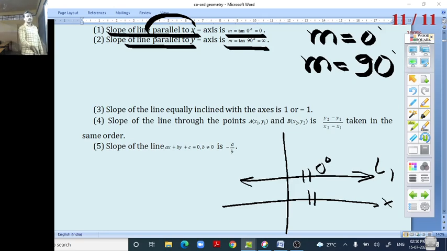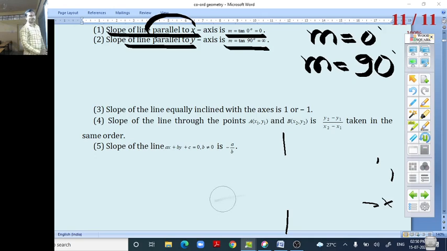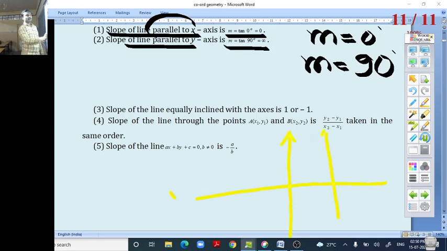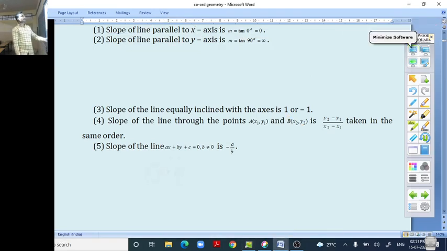At the same time, if a straight line is parallel to the y-axis, then it has the same slope as the y-axis. It means that if the inclination made with the y-axis is 0, then these two lines are said to be parallel lines. Coming to the next point.